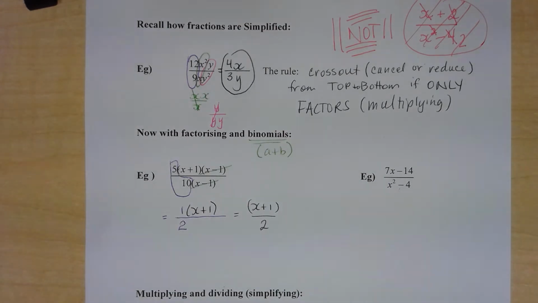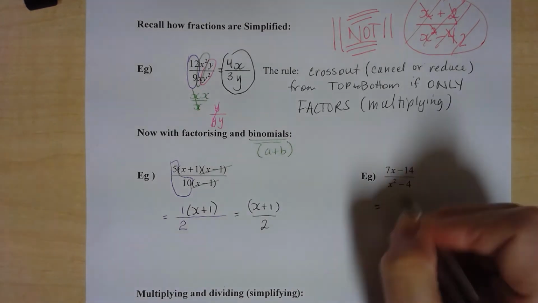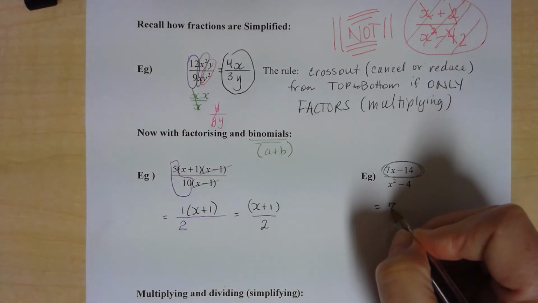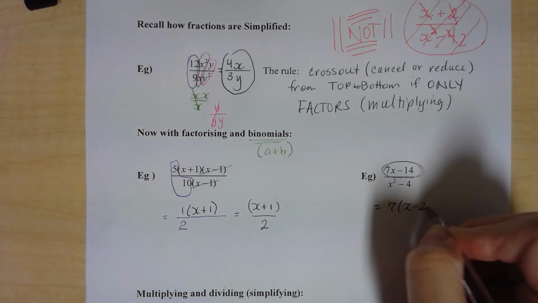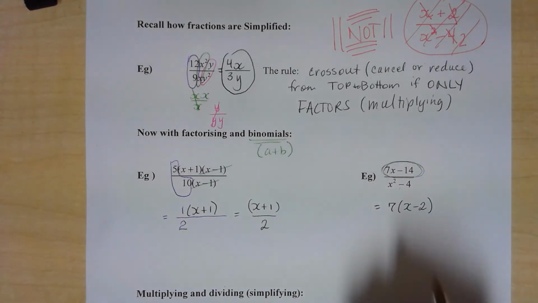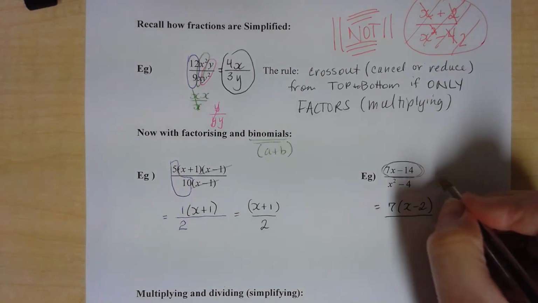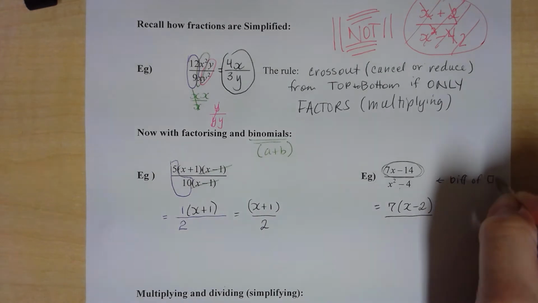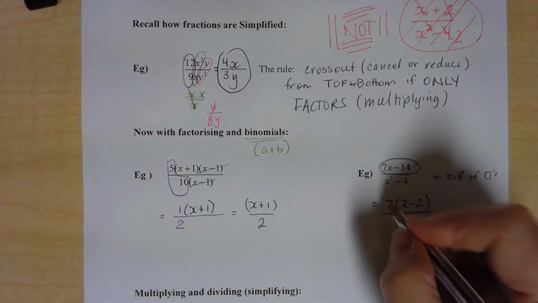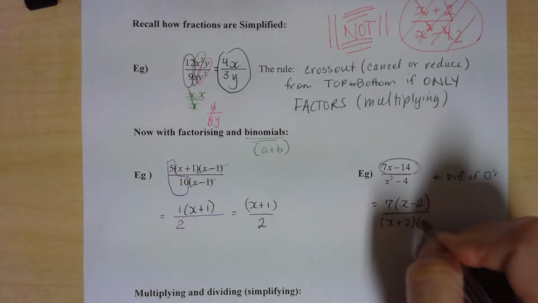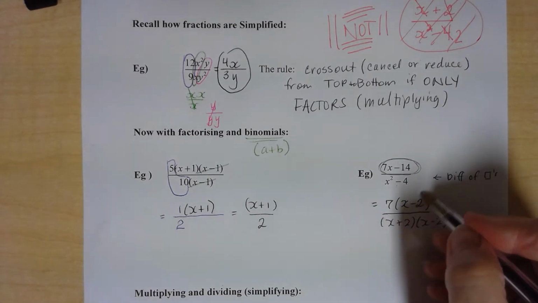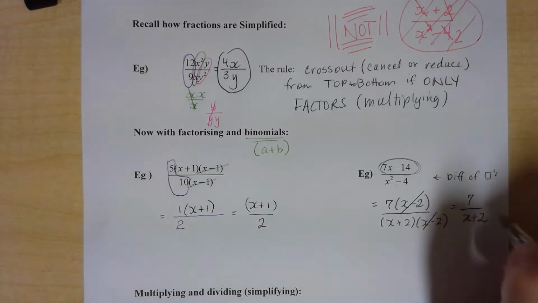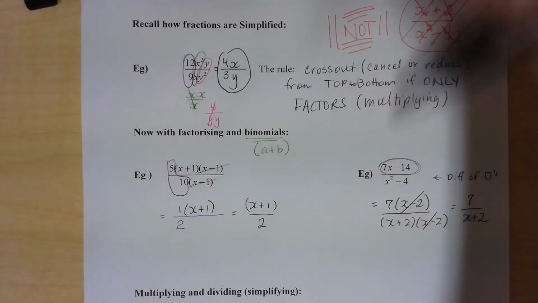So the first thing I have to do is factorize. When I factorize the numerator, I can see that these two have a 7 in common. So I can factorize out a 7 out of each term. And the bottom happens to be the difference of squares. Okay, difference of squares. So I can do x plus 2, x minus 2. So I end up being able to cancel that and get 7 over x plus 2. You can put the brackets or not. All right, let's keep going.